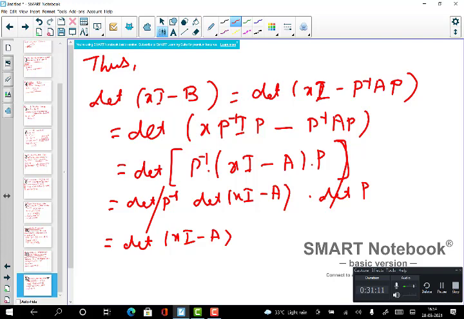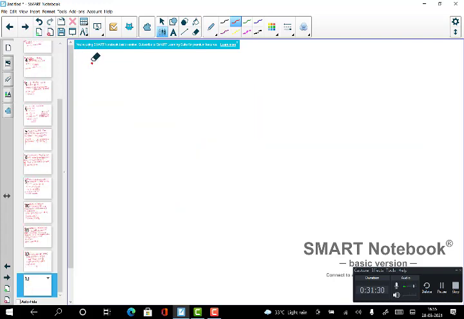See, determinant of xI minus B is nothing but determinant of xI minus A. So that means they have the same characteristic polynomial, right? So this is the proof. So when you have the characteristic polynomial of two similar matrices, they must be the same, right? Now with the help of this theorem, we can give a definition.